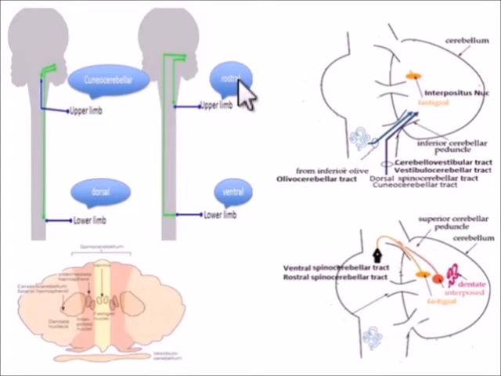And in the upper limbs we call it the rostral spinocerebellar tract, and this tract also enters the spinocerebellum through the superior cerebellar peduncle. And both the rostral spinocerebellar tract and the anterior spinocerebellar tract carry mainly the sensation of crude touch and pressure, as well as, some books write, the proprioceptive sensation.